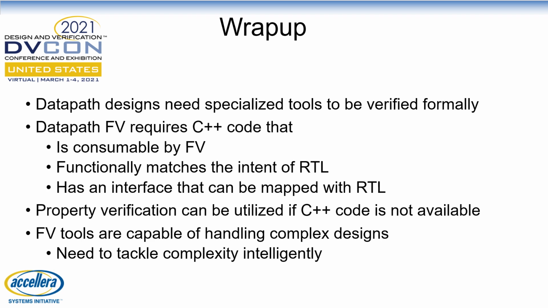And also, by handling complexity intelligently, we were able to handle complex designs with good, complete convergence, and find corner case bugs. And we were able to leverage the RTL to RTL technology for future generations once we were able to goldenize the first generation.